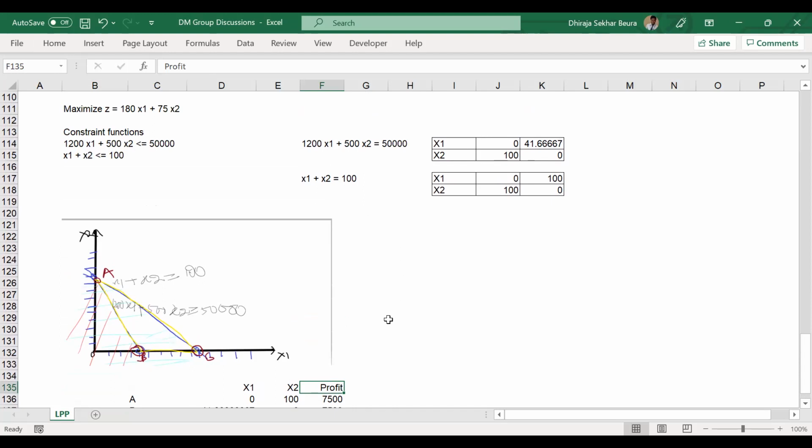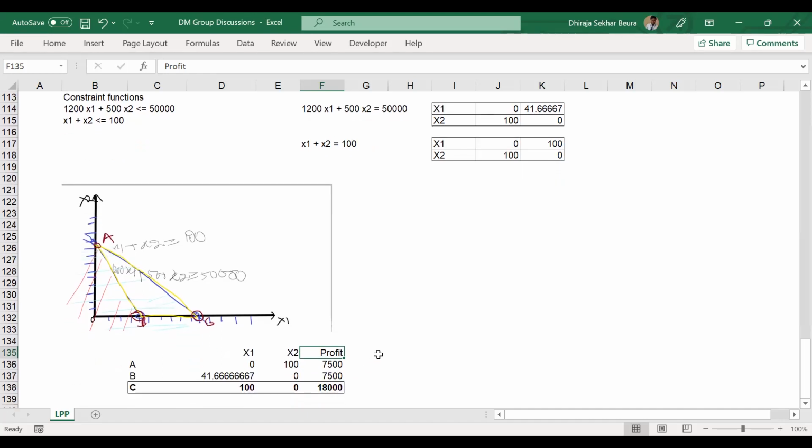Correct. If you look at it, the red portion is for this equation 1200 x1, and this greenish portion is for x1 plus x2 is equal to 100. So this region with the yellow line that I have put is your feasible region. So A, B, and C are the points, the extreme points.